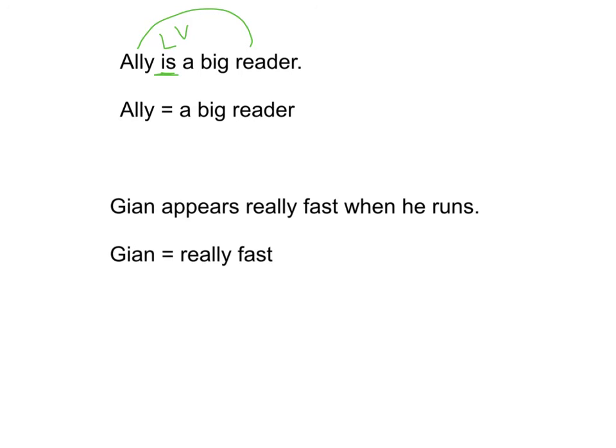Gian appears really fast when he runs. Appears is our verb. Really fast describes Gian. So we can say that Gian equals really fast. Therefore, appears is functioning in this sentence as a linking verb.